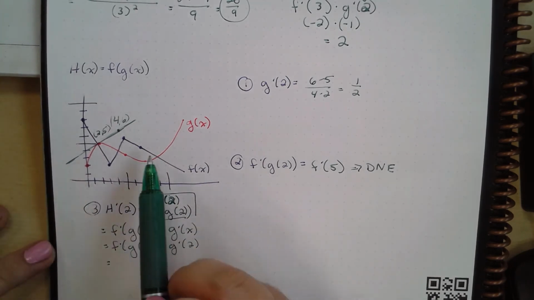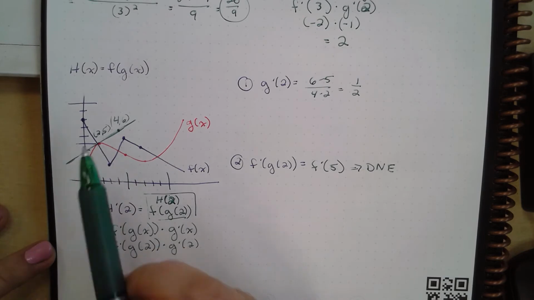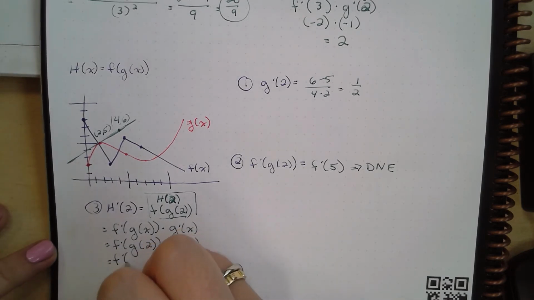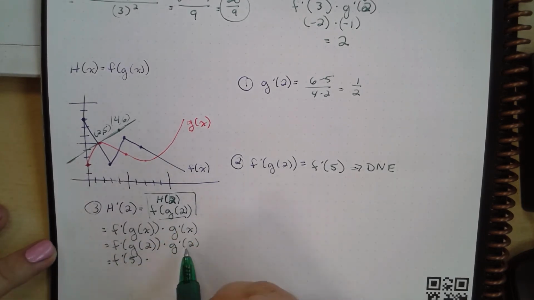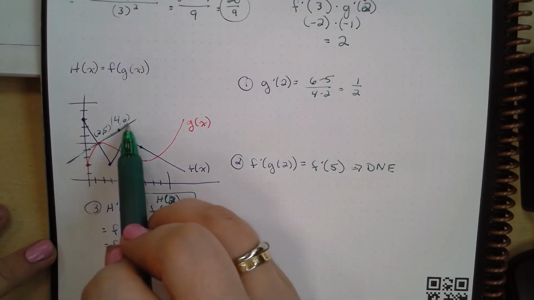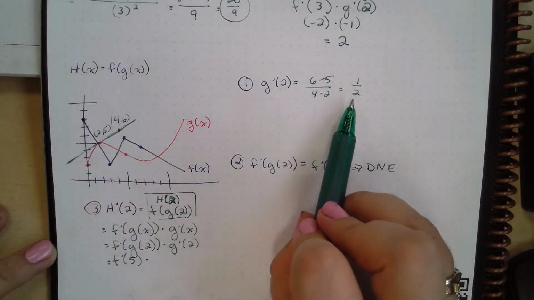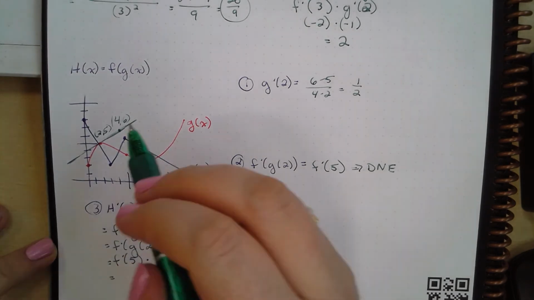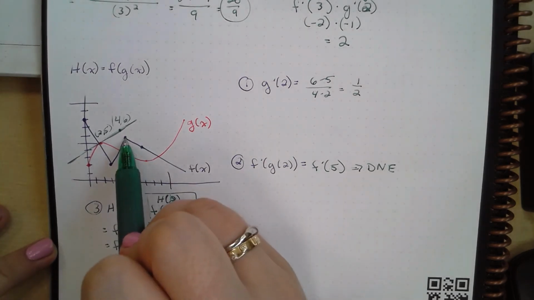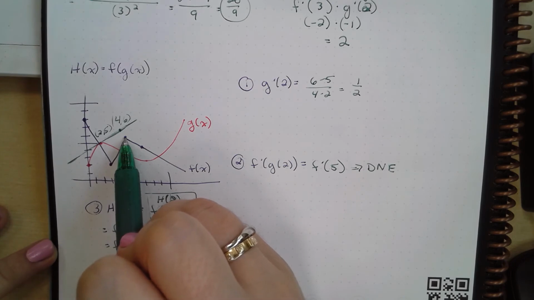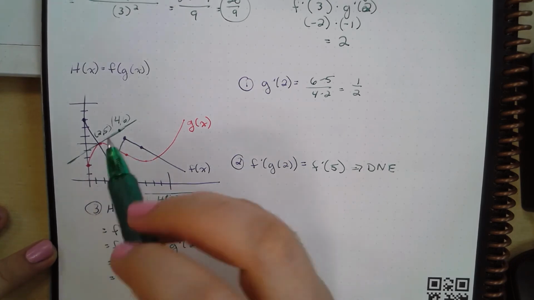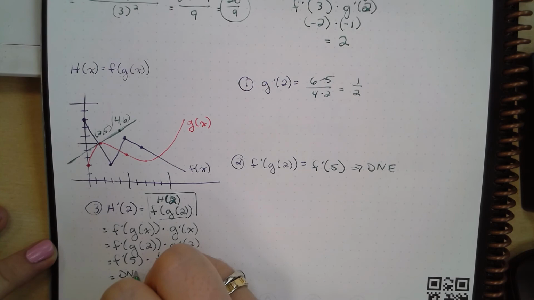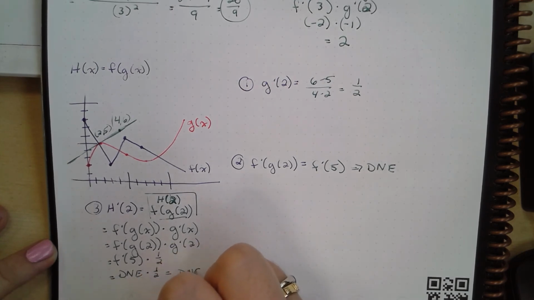G of 2, if I go here, is 5. So now I have f prime of 5 times g prime of 2. We already found that, that was 1/2. And f prime of 5, if we go to the f value at 5 here, because this is a sharp cusp, we don't have a value, so this is DNE, and DNE times 1/2 is just DNE.